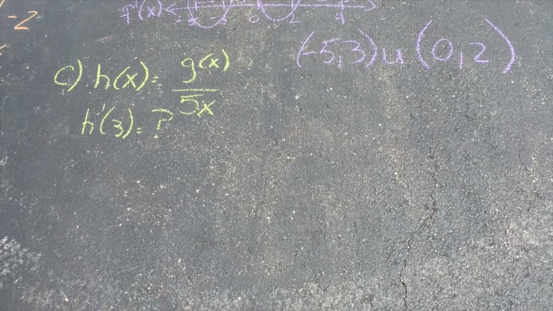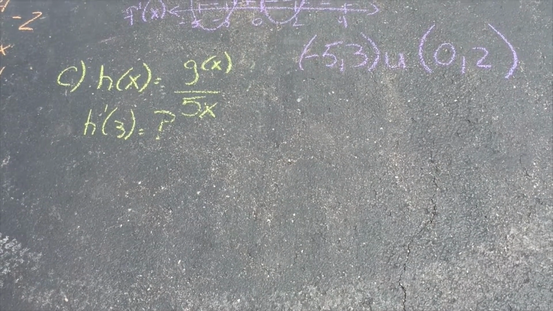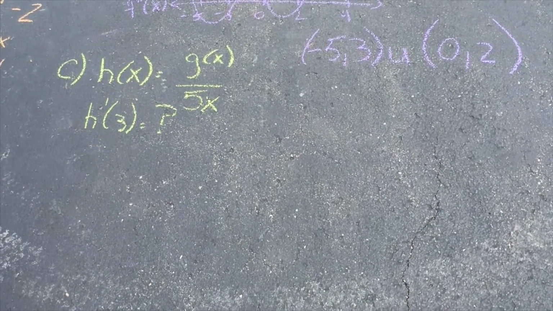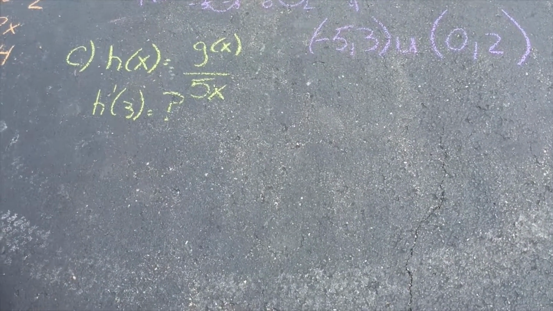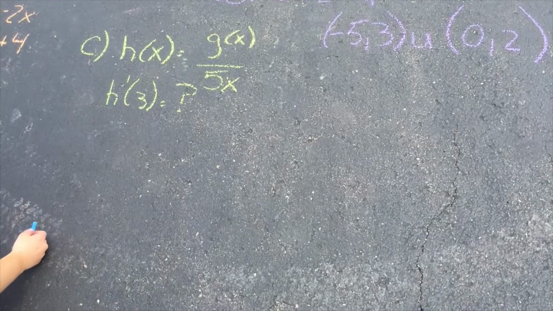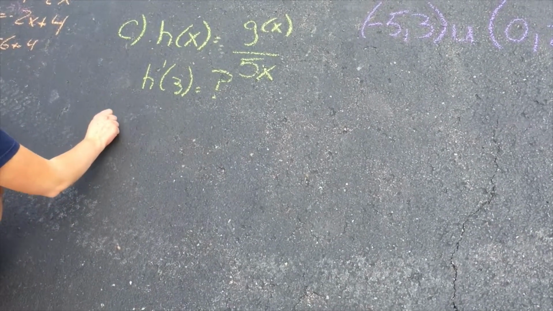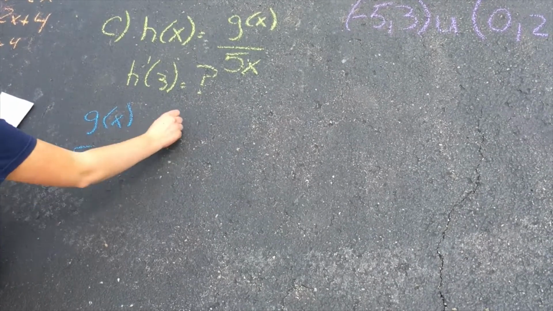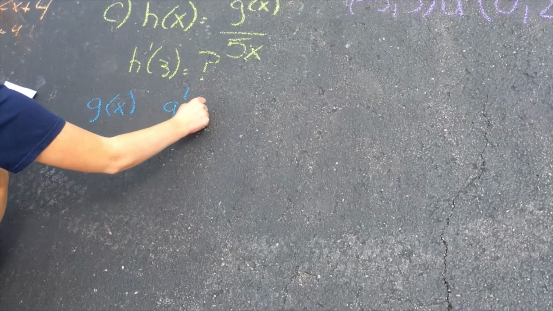Part C of the question gives you h of x is equal to g of x divided by 5x, and we are asked to find h prime of 3. So the first step will be finding h prime of x. And using the quotient rule, we can find this. G of x, 5x, 5.